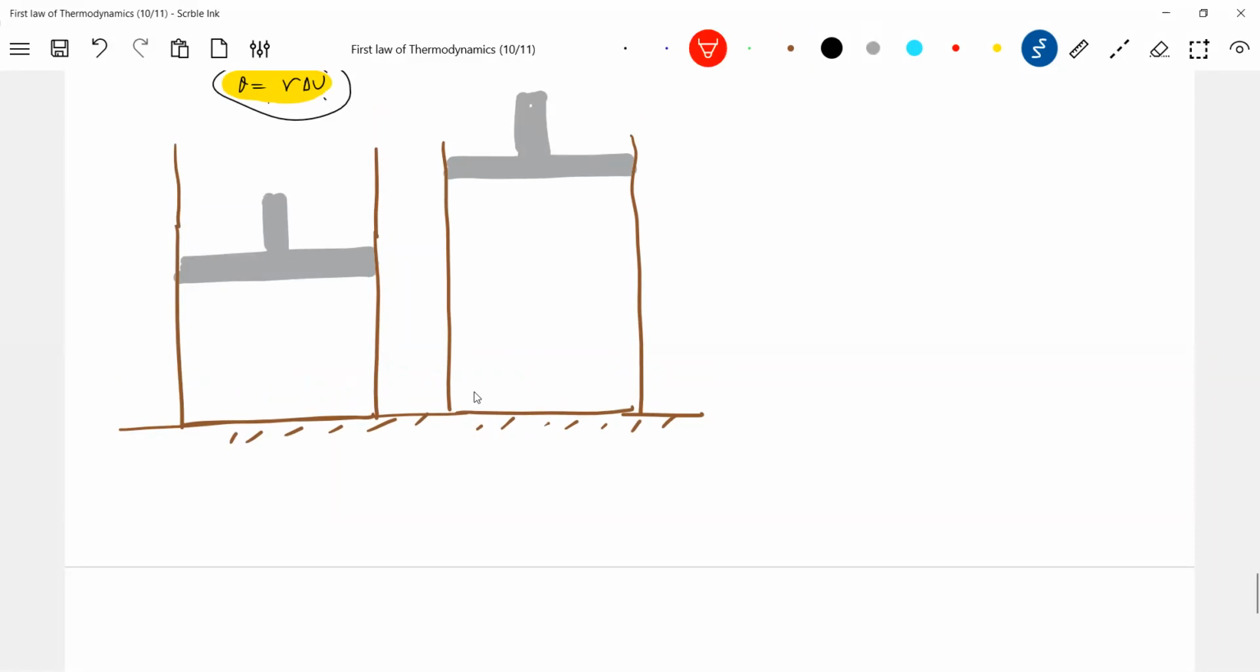Now look at this. Weight mg, the same story. P naught A, pressure of gas, PA. Look at what is the expression for pressure of gas: PA equal to P naught A plus mg.